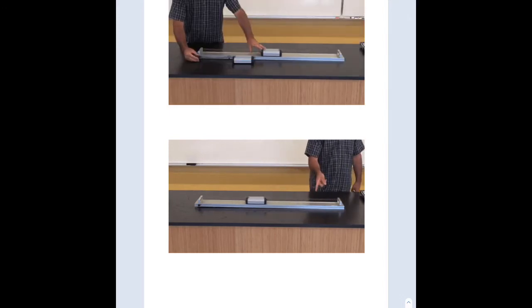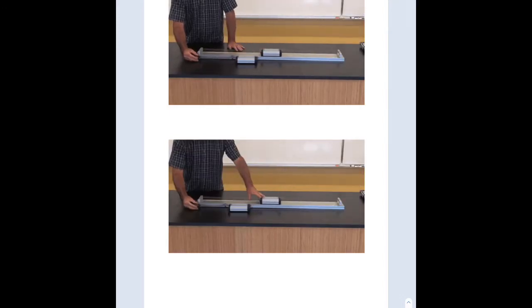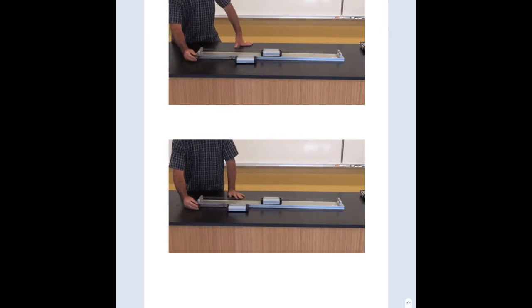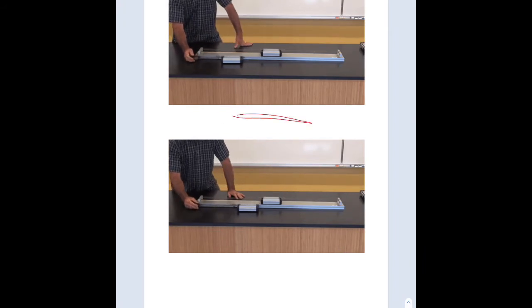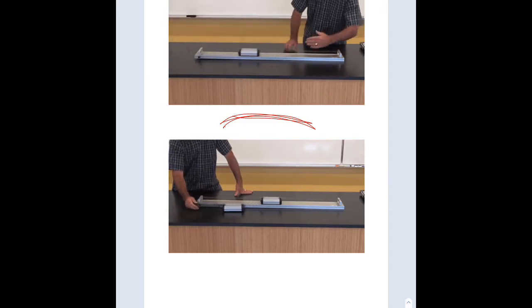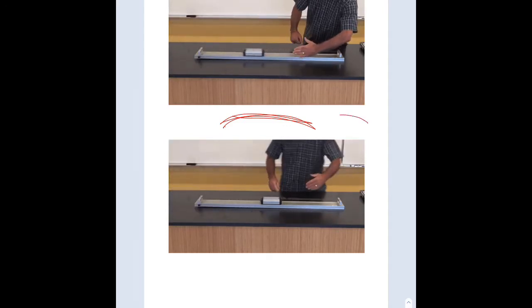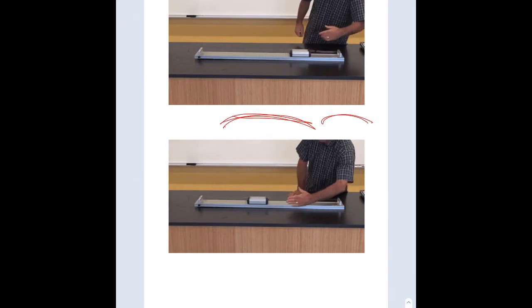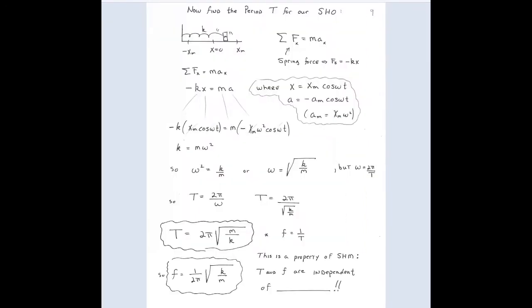Okay, so what we're going to do now is find the period of oscillation for this system. The masses are oscillating back and forth, and we're going to come up with an expression that gives us the time it takes for one cycle. So now we're going to find the period for our simple harmonic oscillator.